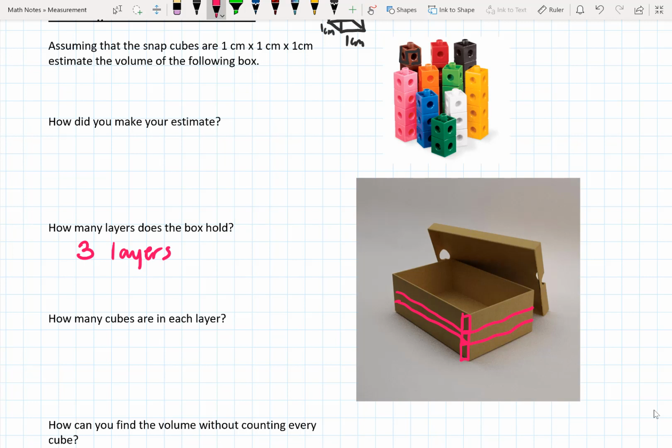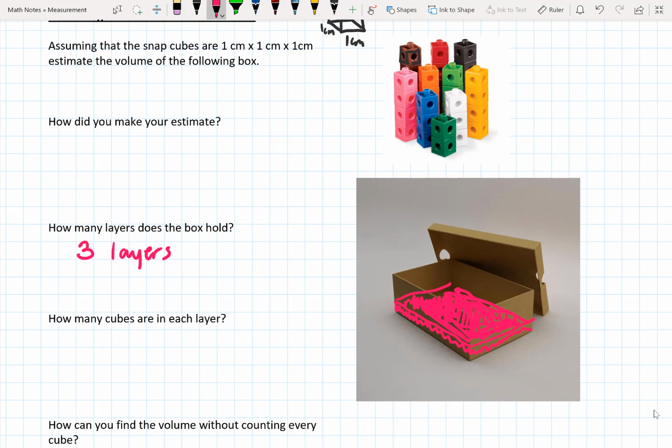Then I have to think about, okay, how many snap cubes are there on each layer? So once again, if I had a layer of snap cubes along the bottom here, and this is all snap cubes, and then it went inside the box and I filled the inside of the box, how many snap cubes could I fit inside of this box on this bottom layer?